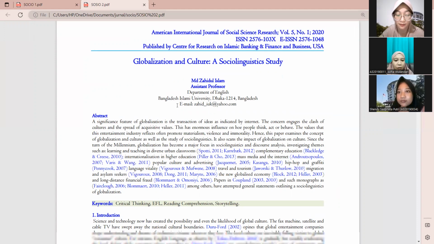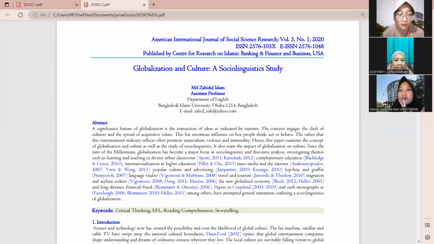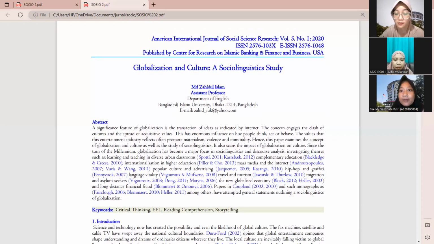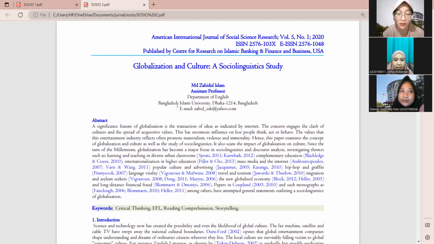Okay, the next, what does this article talk about? This article basically examines the concept of globalization and culture as well as the study of sociolinguistics. Okay, so the next, what is the volume of this article? The volume is 45, number 1, pages 1048 to 1056.